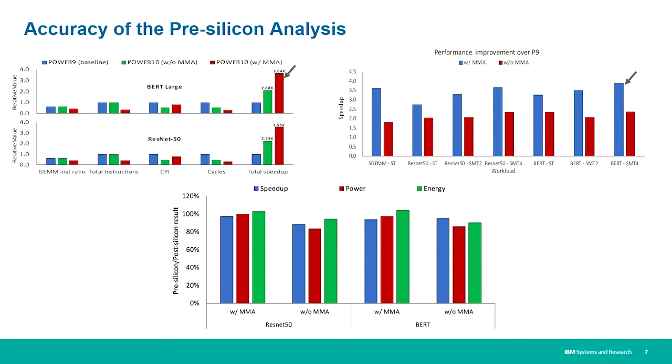And the right-hand side shows it from the hardware measurement. If you just look at the BERT with the MMA, you're showing a 3.6x speed up, which is what you see in both pre and post-silicon. And in terms of power, if you look at the lower part of the chart, you're seeing the pre-silicon and post-silicon, where you are quite accurate with respect to the pre and post-silicon setups in terms of power. That's a little bit of a snippet on the accuracy of the framework itself.